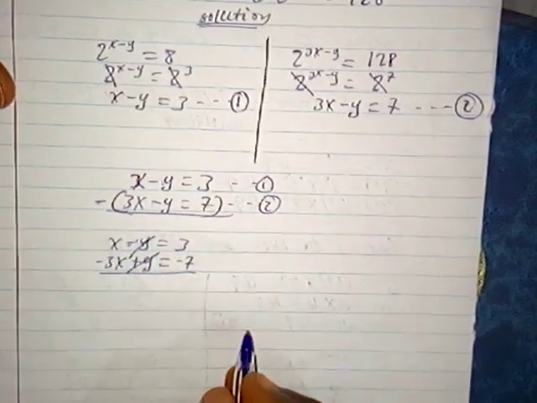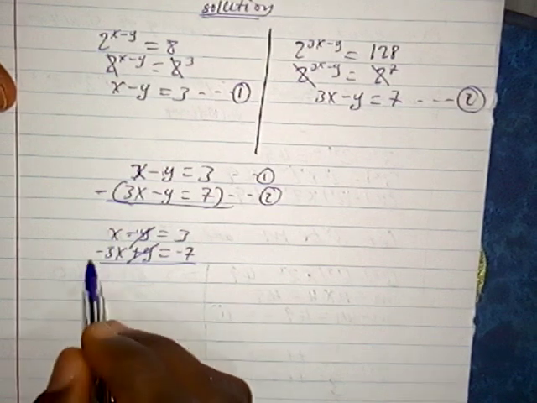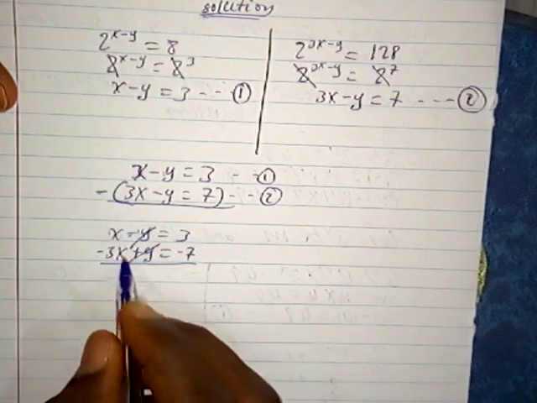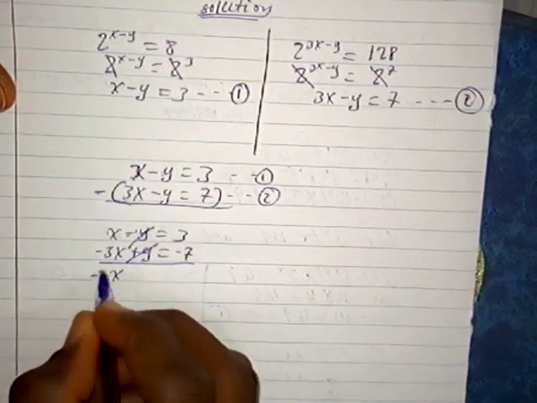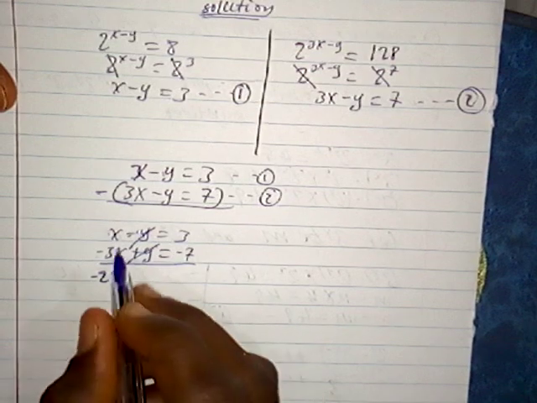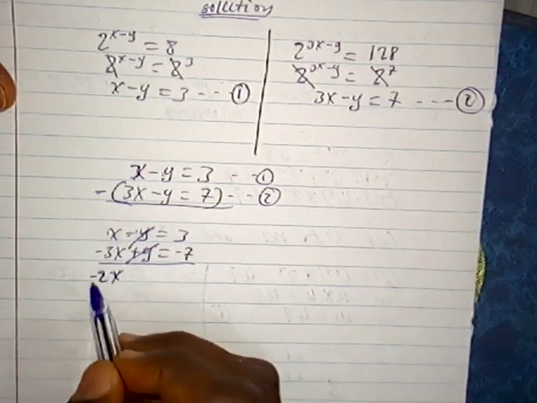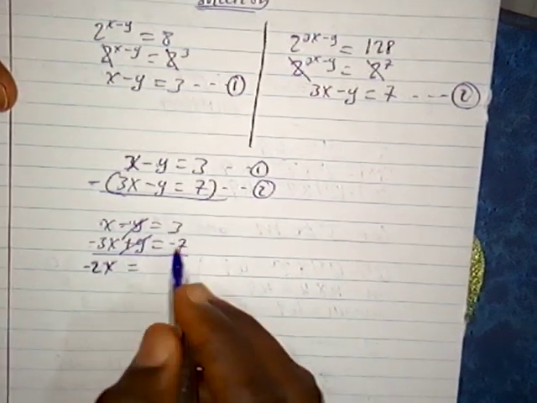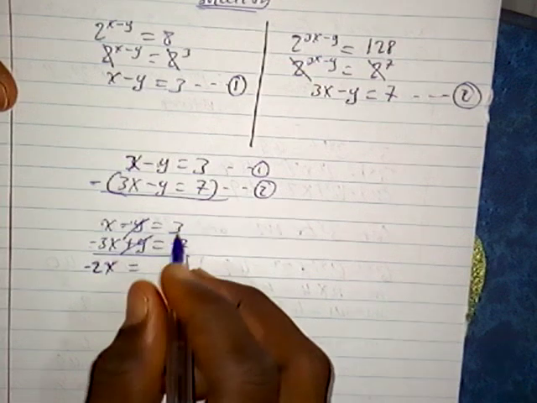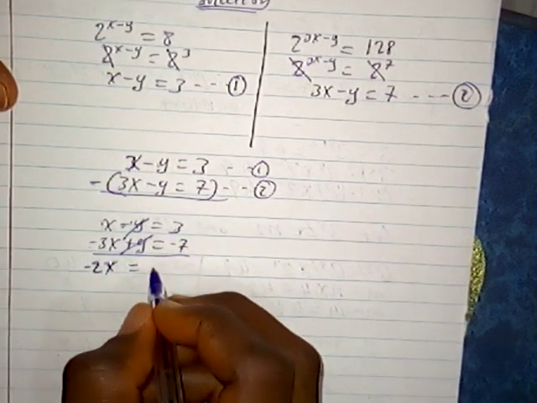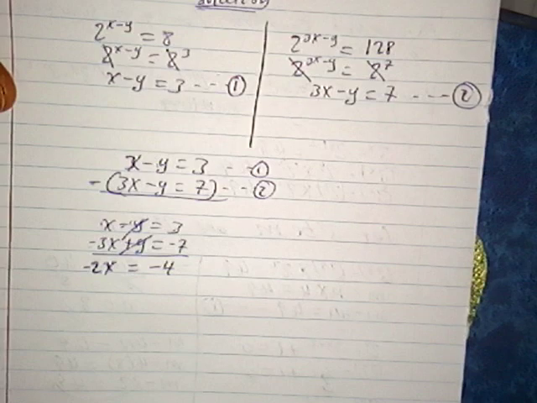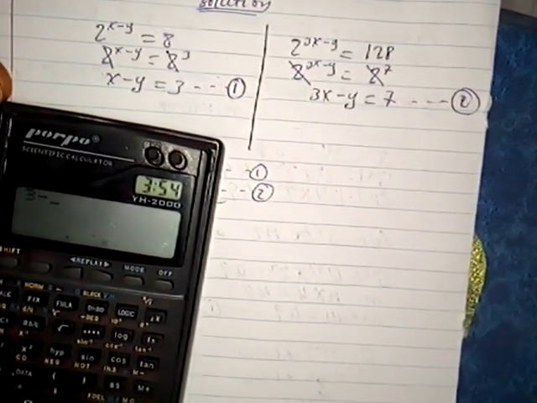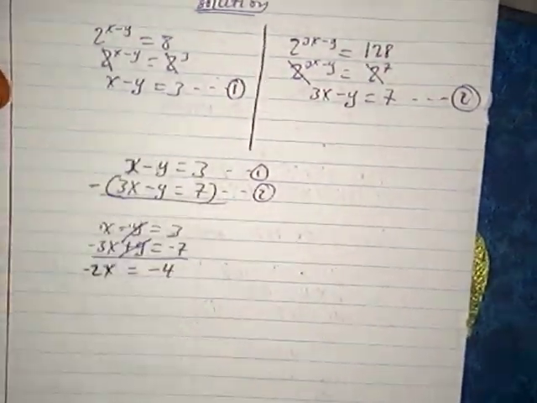You eliminate. What is now remaining? x minus 3x is just what? If you use your calculator, 1 minus 3, you are going to have minus 2x, equals 3 minus 7, you are going to have minus 4. Let me show you on the calculator. If we say 3 minus 7, you see, it gives us minus 4, right?